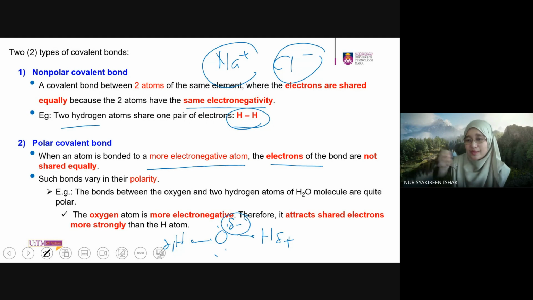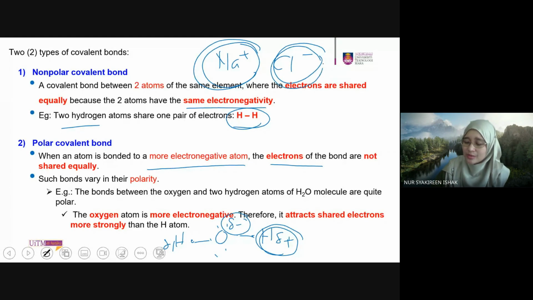The negative partial charge of the oxygen will be attracted to the sodium ion, which is positively charged. The partial positive charge of hydrogen will be attracted to the chloride ion. So it makes the salt able to dissolve in water because they are attracted to the water molecule. Water molecules surround these ions, making sure that the salt will dissolve.